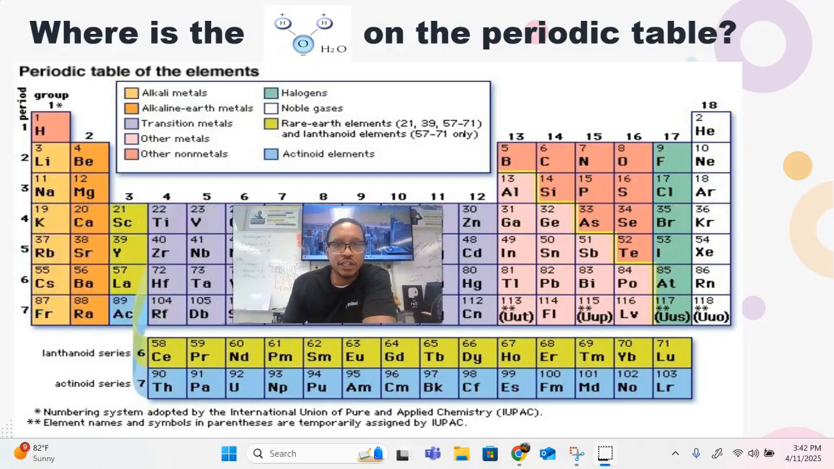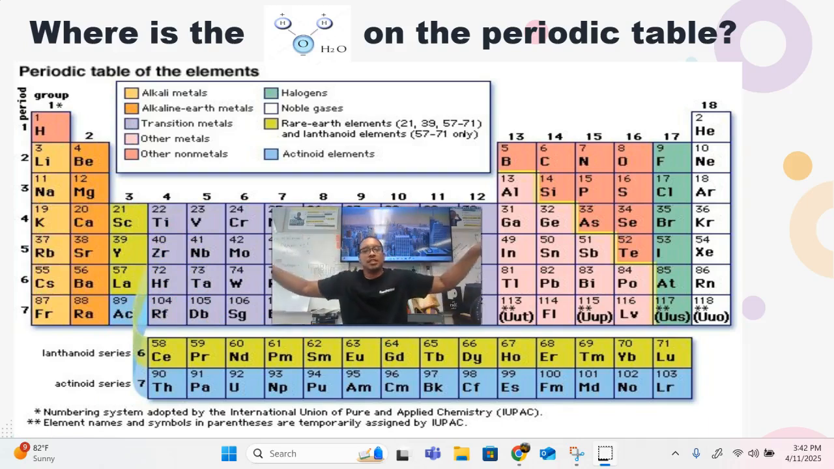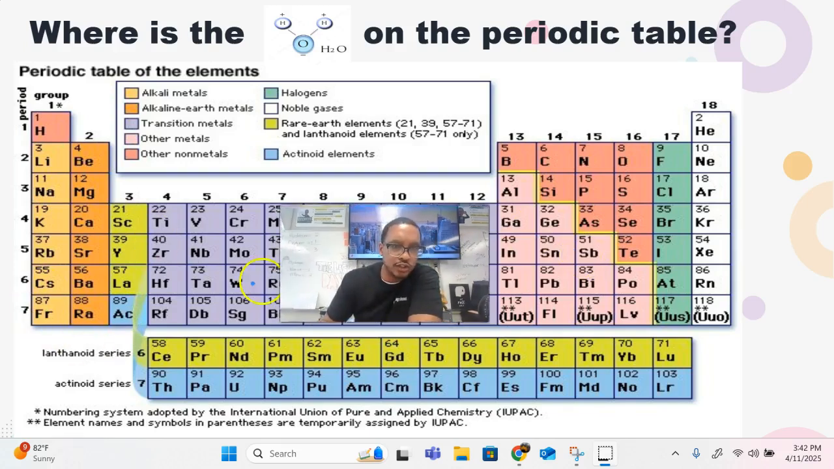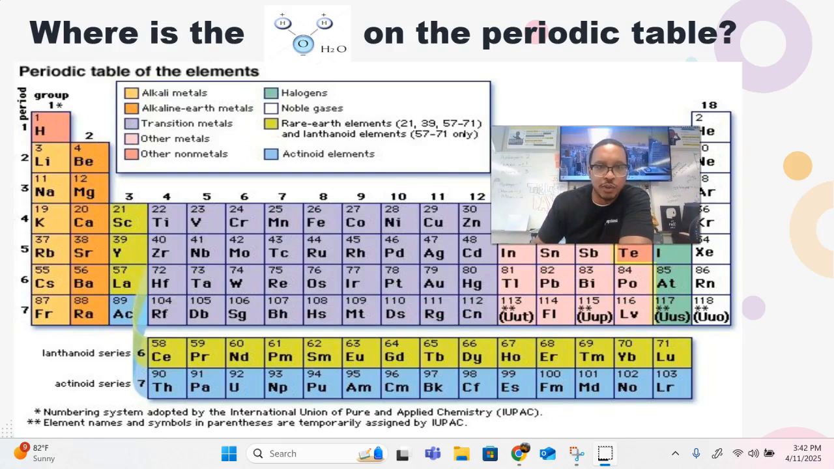So we talked about this yesterday, that the periodic table is not a table of molecules or compounds or mixtures. It is a table of elements, right? And it's going to tell you about each element, and if you had one atom of that element, it will give you some information about that one atom of that element, okay?